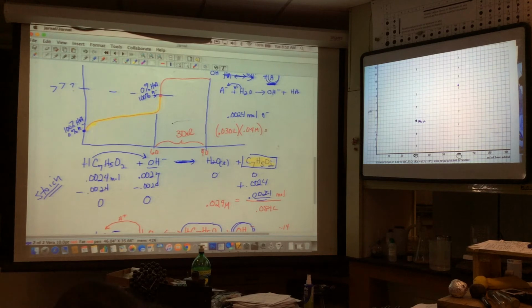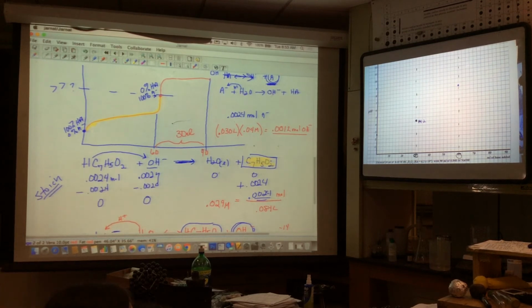Okay, so 0.03 times 0.04. I could have done this in my mind. So 0.0012. What did I just solve for? Liters times molarity is moles. It's moles of hydroxides that were extra. But I want a molarity, so it's over the entire volume where the pH probe is in the beaker.